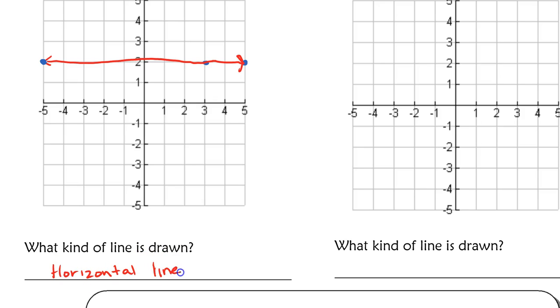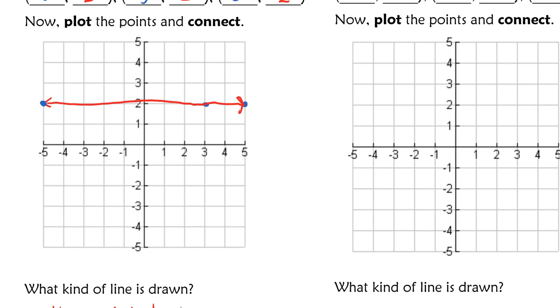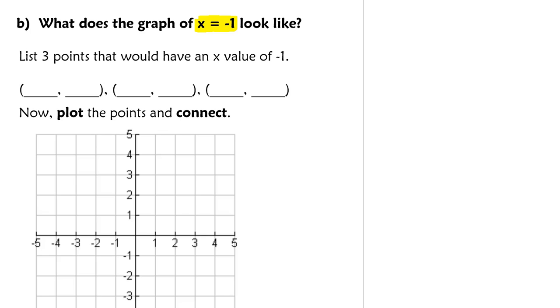And remember, we picked 3 points, and it didn't matter what x values I would have picked. Even if I would have picked negative 2, I would have still had a point that's on that horizontal line here. Okay, now to answer the next question, we want to know what the graph of x equals negative 1 looks like. So we're going to list 3 points that all have an x value of negative 1. So I'm going to go ahead and fill in the x value here. The x coordinate is going to be negative 1, and then I can pick any value I want for the y. So let's pick 2.